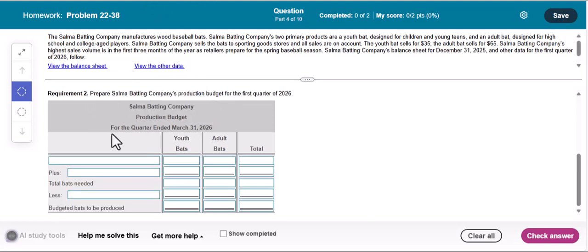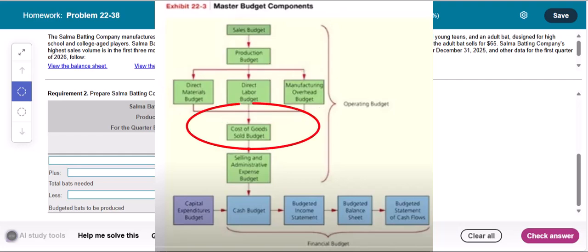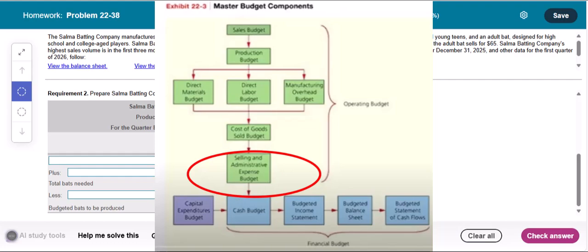This production budget, which tells us how many bats we need to make, will be needed to determine our budgets for direct materials, direct labor, and manufacturing overhead. Then when we're done with those three budgets, we can figure out our cost of goods sold budget and our selling and administrative expenses budget.